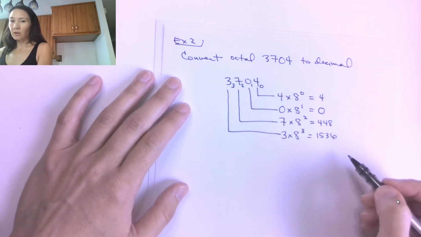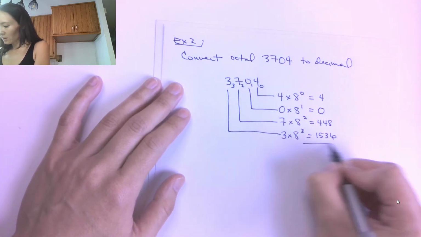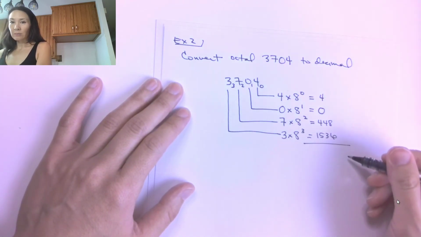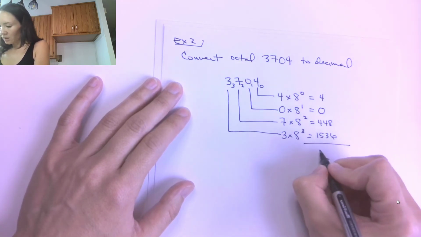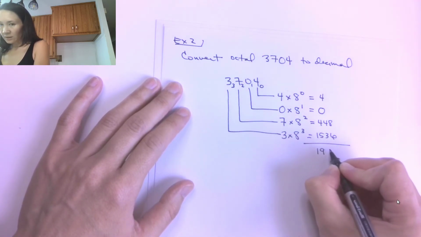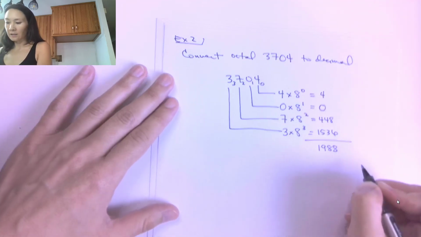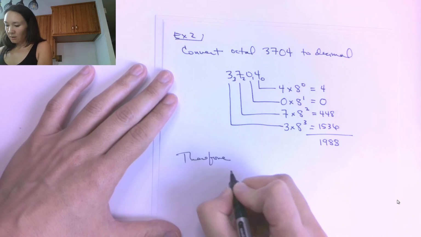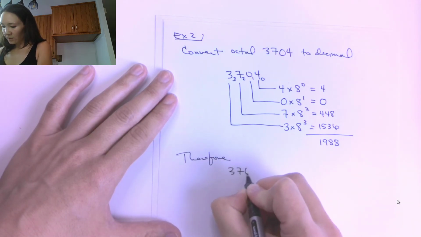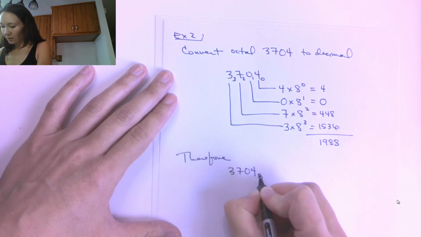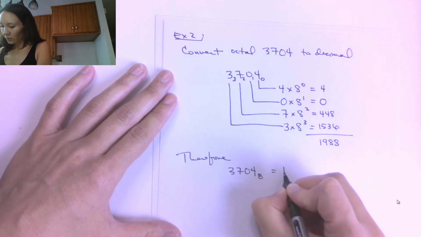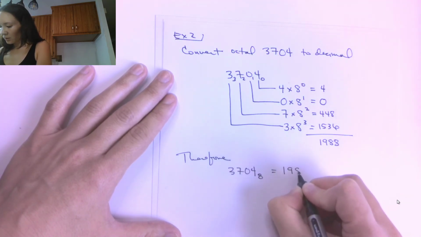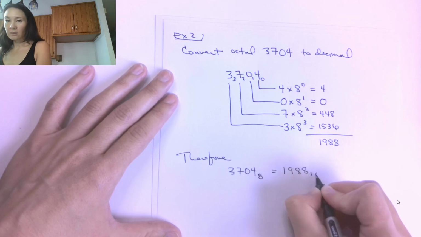Okay, so to get the result of our conversion, I'm just going to add up all these products. So you just add straight down, and we get 1,988. Therefore, 3,704 in octal is equal to 1,988 in decimal.